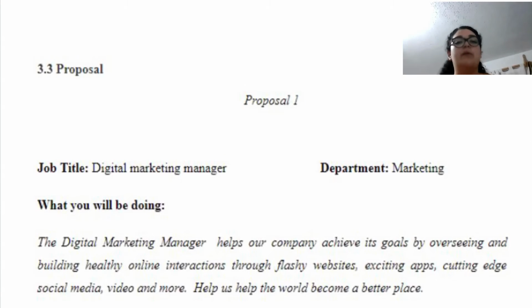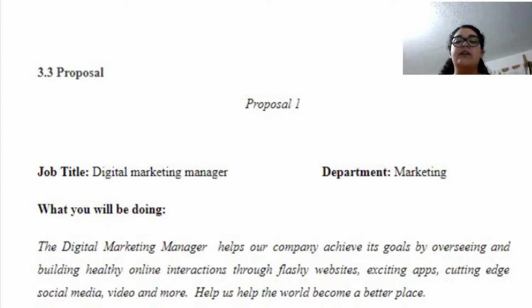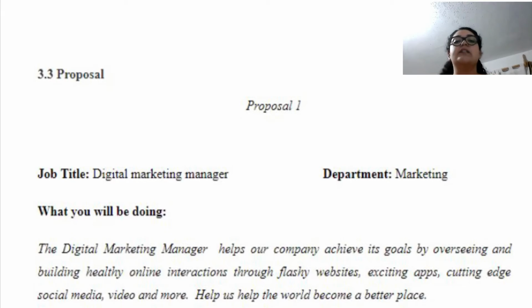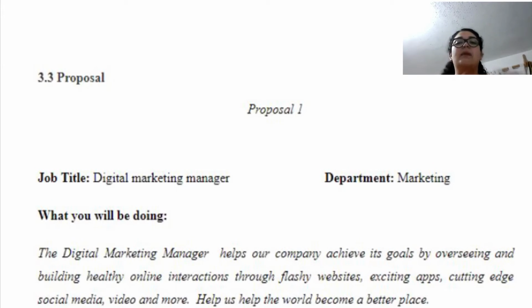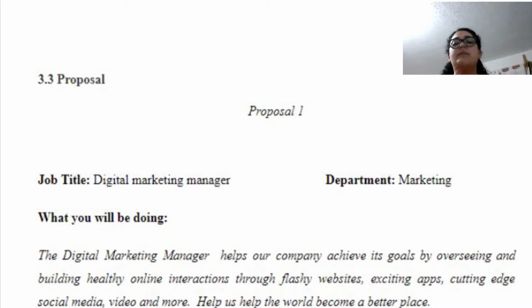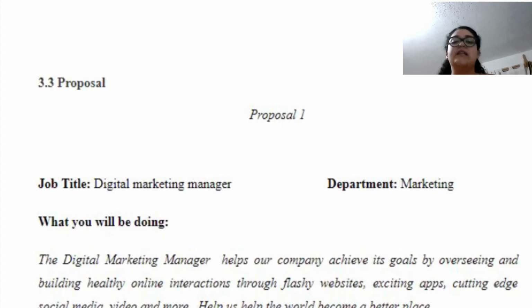Then we have the requirement part. On the screen, you can see a proposal for a digital marketing manager in which we specify the knowledge that a candidate needs to have, such as managing social media, evaluation of metrics and insights, creation of content, monitoring campaign budgets, etc.